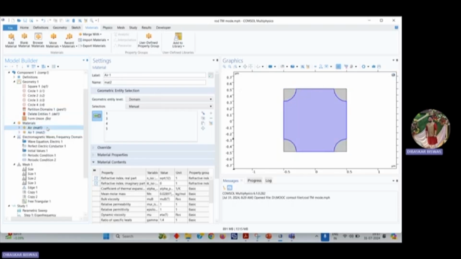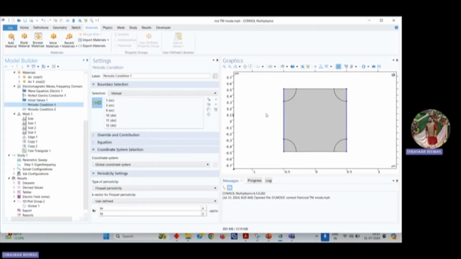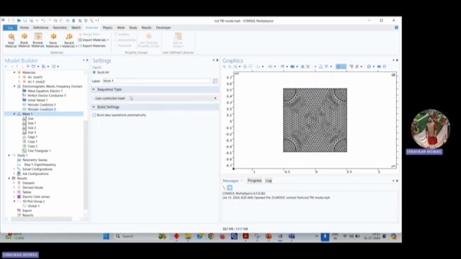After giving this, you go to periodic condition, you apply it to these opposite faces, and then Floquet periodicity as kx and ky, second periodic conditions. Then you go to mesh, you use user control mesh or physics control mesh, but the physics control mesh actually does not give that kind of better fine mesh.